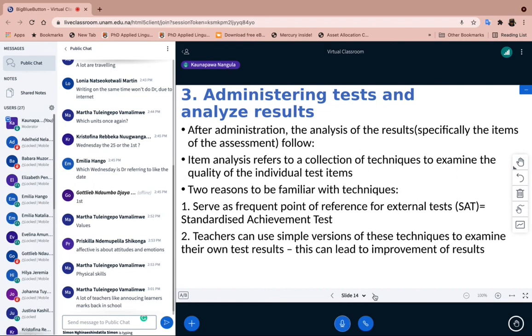So after administration, the analysis of the results, specifically the item analysis of assessment, follows. So item analysis refers to the collection of techniques to examine the quality of the individual test items. So that means that after you have administered your test and you go through the scores of the learners, you also need to look at the quality of the items that you are using. Maybe you notice that all the learners have passed, even the learners who struggle have passed the test with really high points. Then maybe through that type of analysis, all right, you get to see you've got to review your test items.